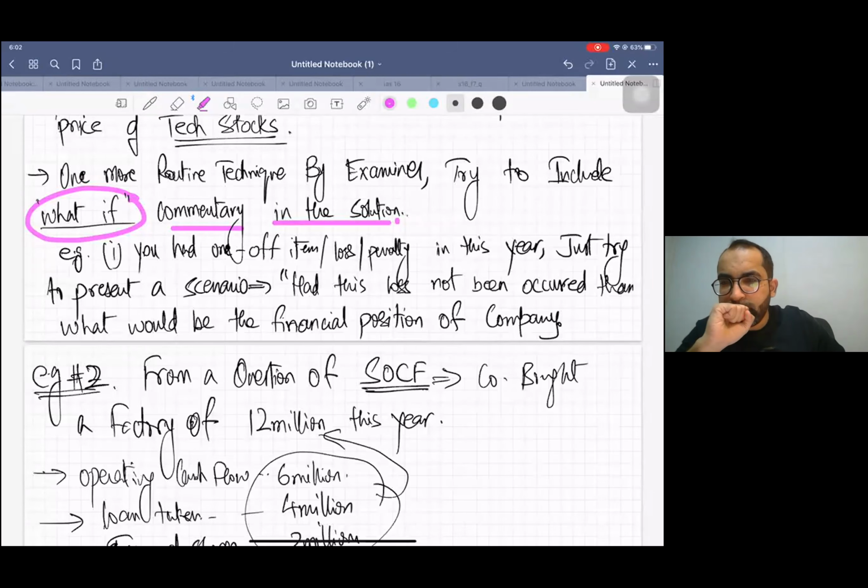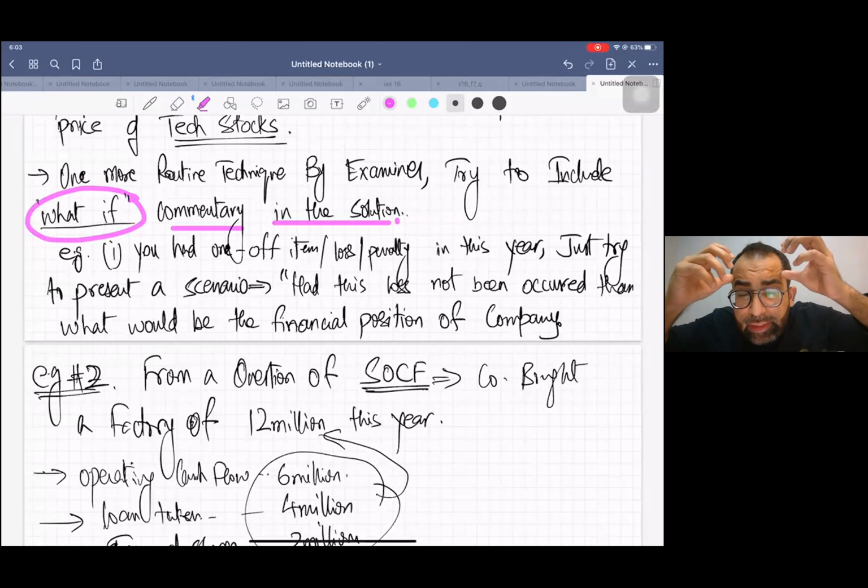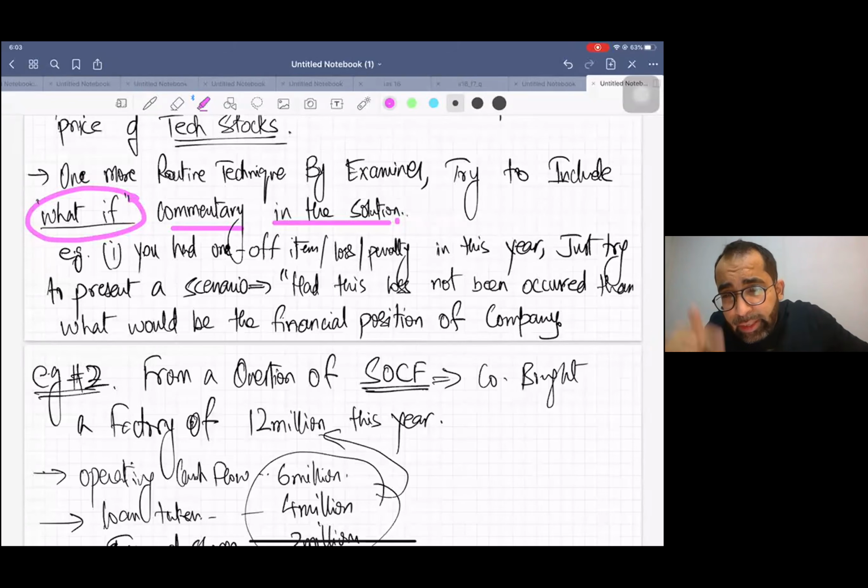For example, this year you have a one-off penalty, or a one-off impairment, one-off accident, or one-off bomb blast, any one-off thing in the question. You need to present this picture as well: that if this event, this loss, this disaster won't happen this year, then we would have been at this place. Try to show this picture as well. In this way you can predict the future.